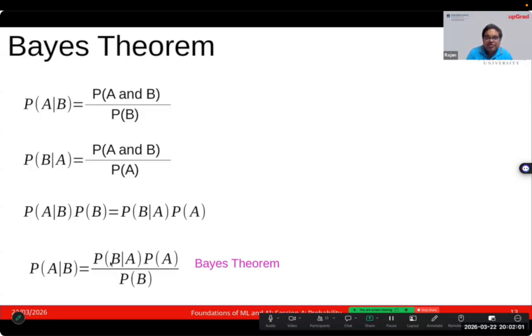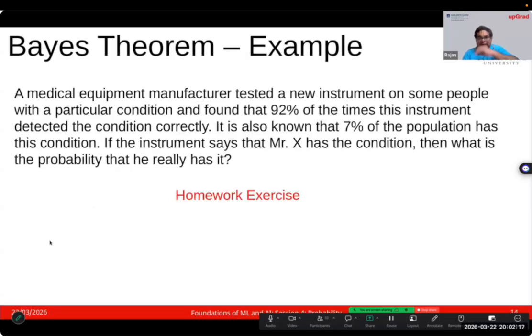This is the 92%. But this information is giving the probability that the instrument will say that somebody has a disease, and that we need to know. Once this information is known, we could calculate this. So this is the way the probabilities work out in real life.